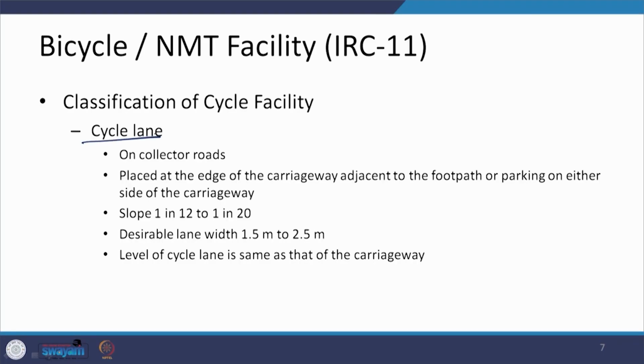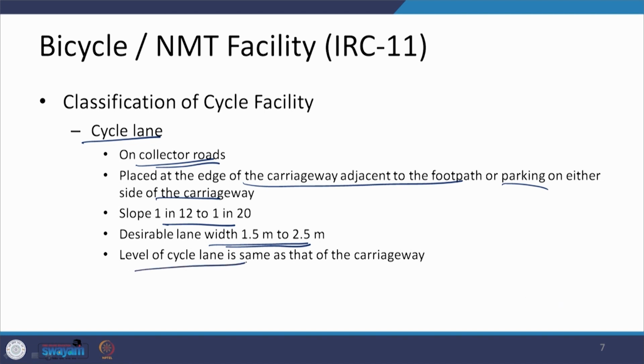When we talk about the cycle lanes, some of the aspects are going to remain the same, but some are different. The first one is that they are provided on collector roads, because that is a road which is a sort of distribution system, takes the traffic from local streets and gives it to the subarterial and arterial. They are again placed adjacent to the footpath or the carriageway or parking on either side of the carriageway. Slope remains the same in this case also, 1 in 12 to 1 in 20, but the widths are different. They are 1.5 to 2.5 meters, quite less as compared to 2.5 to 5 meters in the case of track.